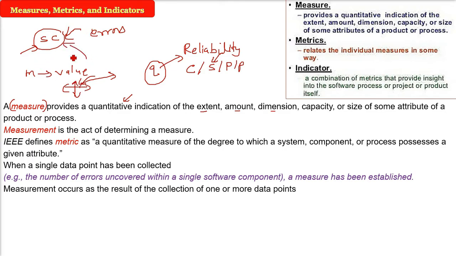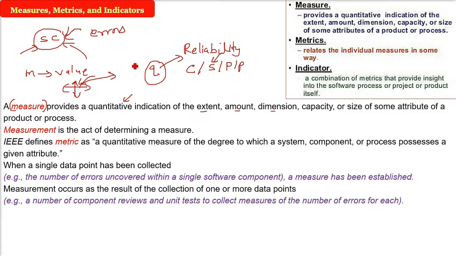So for the same component, we can do it in multiple ways. For example, we are doing reviews, say the technical review, and this can be done multiple times, or say unit tests we are doing. So the number of component reviews and the number of unit tests, now we have multiple data points, and we also use this to collect the measures of the number of errors for each. So here we have two data points. Previously it was one data point.